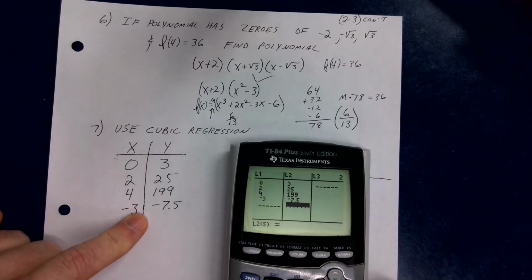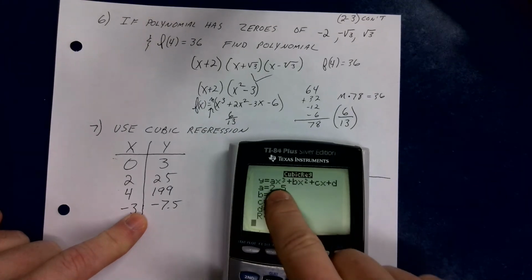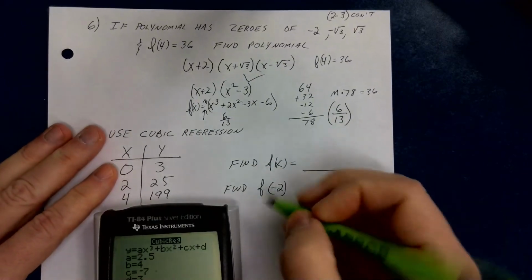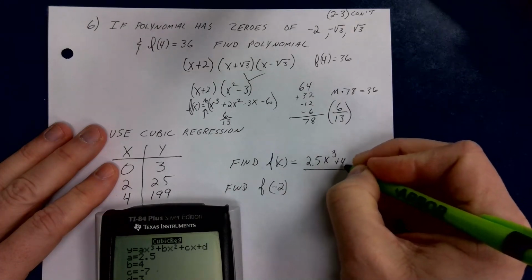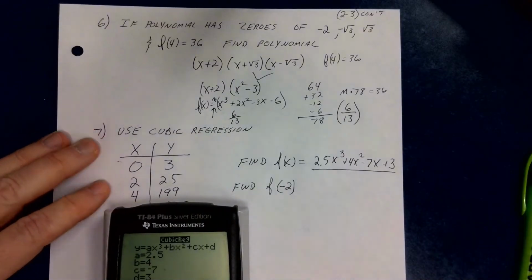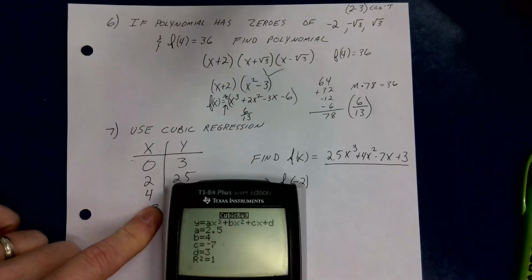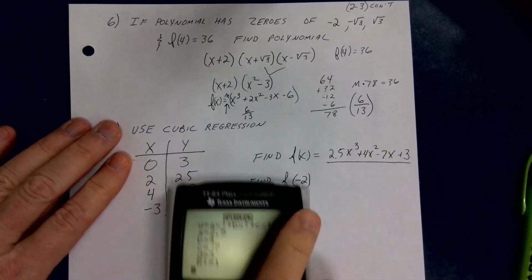Just finishing the rest of this stuff. So I'm going to go stat and calc and cubic regression. And I'm going to go ahead and store it in y1, vars, function, y1, calculate, and this is it. So there's my equation. So f of x equals 2.5x cubed plus 4x squared minus 7x plus 3. Now again, you can see I didn't just make up all of these numbers. I started with an answer and then I wrote the data down. So now that I have that equation right there, that's the first part.